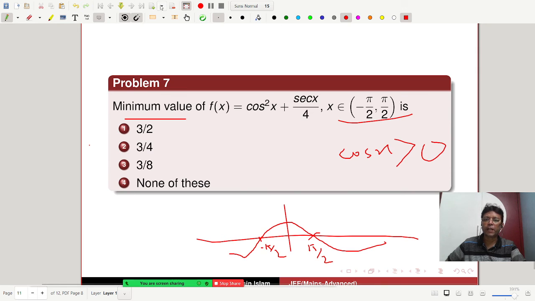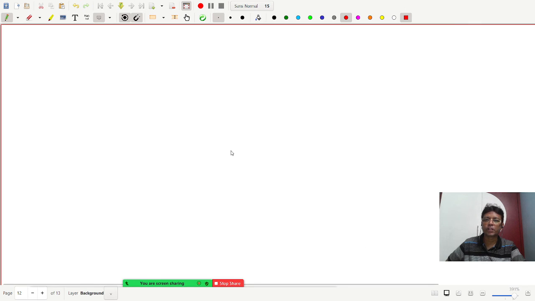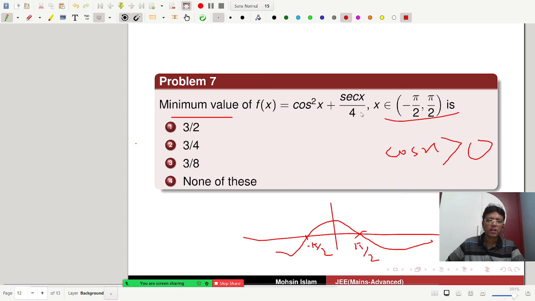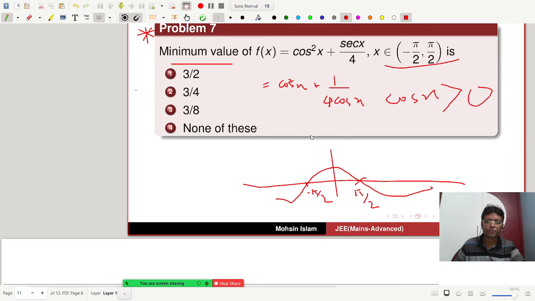Let me add a page here. So I have cos²x + sec x by 4, which you can write as cos²x + 1 by 4 cos x. One more observation: if you apply AM ≥ GM, that's fine, you are getting this sum. But if you take the product, cos² and cos do not cancel. One cos is remaining in the numerator. This is a very important observation, so you have to do another short trick. I'll apply that trick.